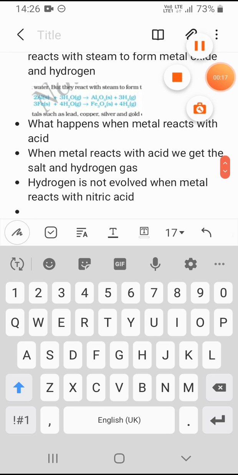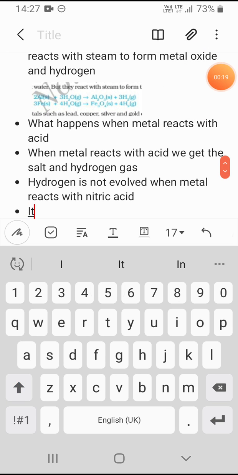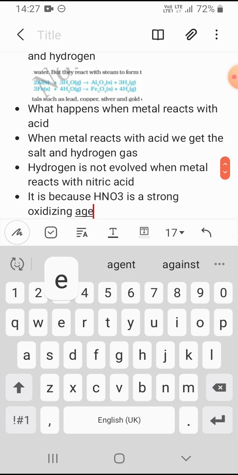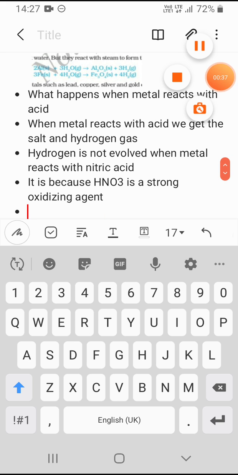Hydrogen gas does not form because HNO3 is a strong oxidizing agent, so the hydrogen gas is not evolved.